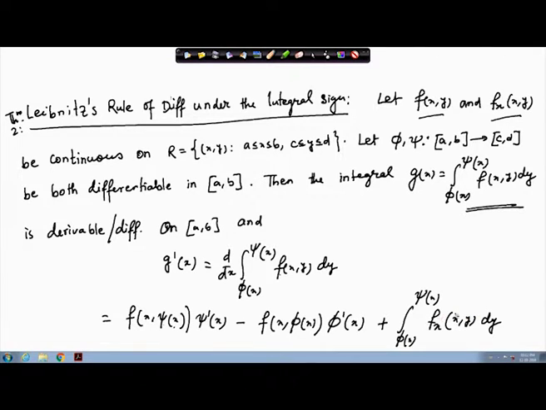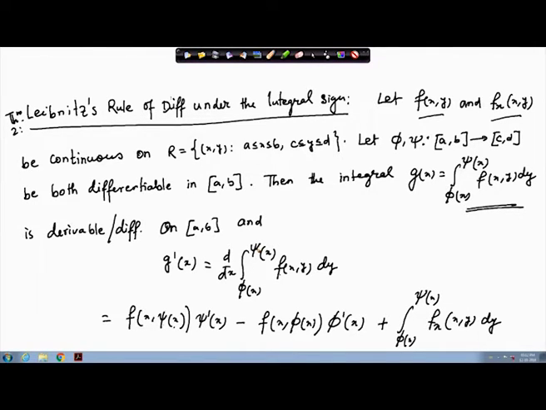Now, here we would like to see whether this Leibniz rule of differentiation under the integral sign is actually valid when the limits are constant. So, if I substitute phi equals a and psi equals b, then b is constant, so psi'(x) will be 0, and phi is constant, with a in place of phi, and therefore phi'(x) equals 0 as well. So the first two terms will vanish, and we are left with the integral from a to b of the partial derivative of f with respect to x, dy.